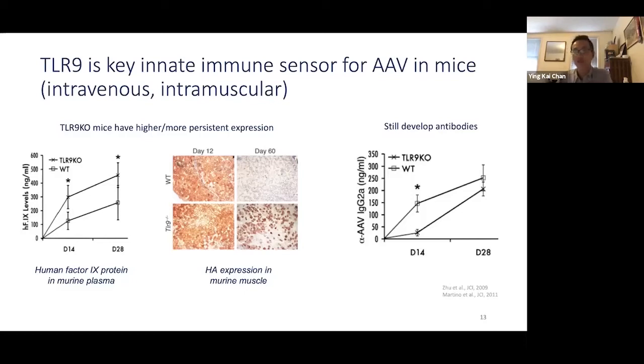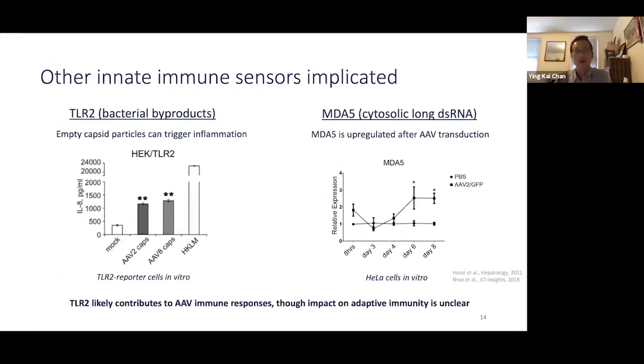There are some limitations with all of these studies, which is that while multiple groups have shown the importance of Toll9 for AAV, they were mostly testing mice in the context of intravenous and intramuscular routes of administration. So it is not so straightforward to extrapolate to subretinal and intravitreal AAV in humans.